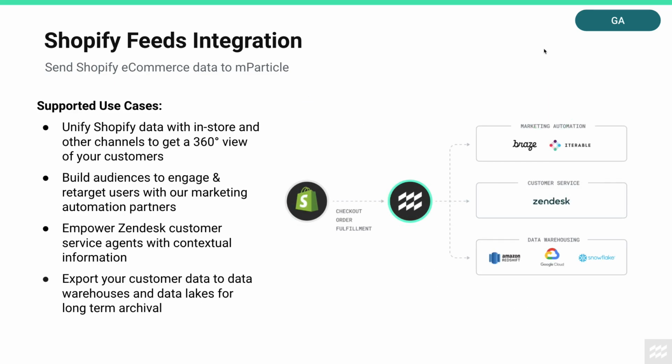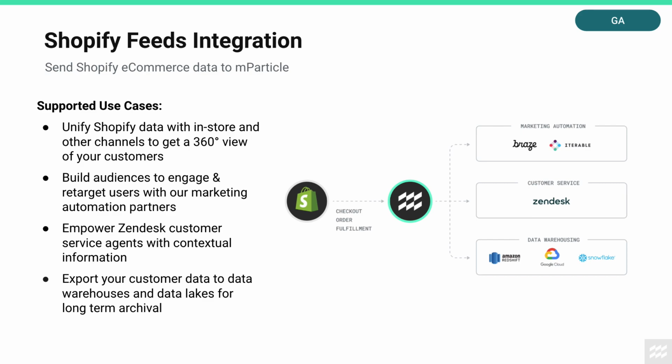These are use cases like allowing us to unify Shopify data with in-store and other channel information such that you can get a 360-degree view of your customers. We understand that Shopify could be your e-commerce store, but you might have a website and also other channels wherein you're collecting data about your customers. So using mParticle, you're able to connect and stitch all the different events coming from different channels such that you can provide a 360-degree view.